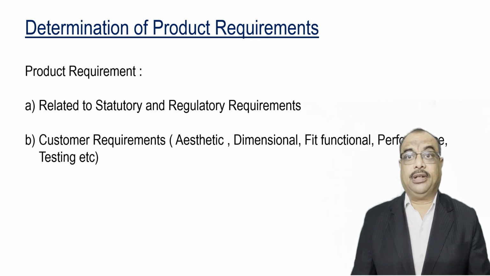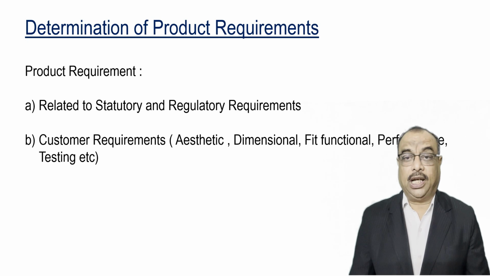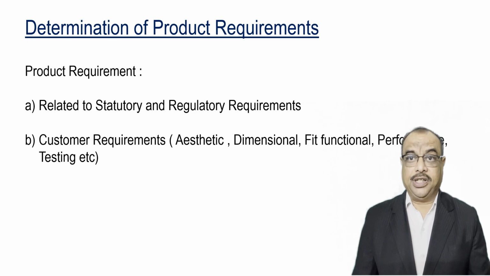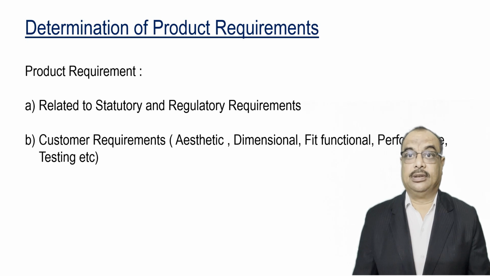The second requirement is related to the dimensional, because sometimes some organizations have some constraints about the dimensions. Number one, they are not able to produce that kind of dimension. Number two, sometimes they can produce it, but they are not able to measure that kind of dimension. So it is very important, and we have to be very careful while capturing the dimensional requirements.